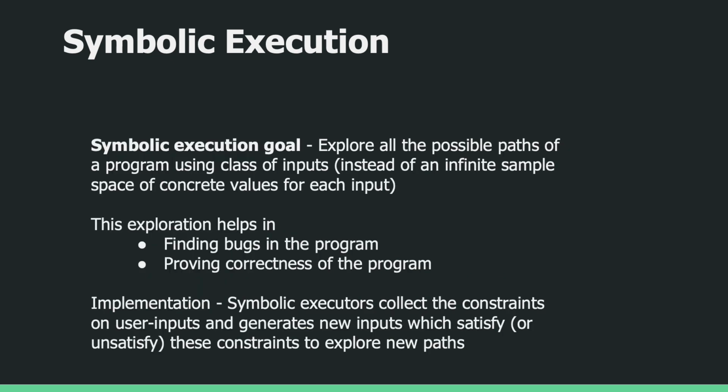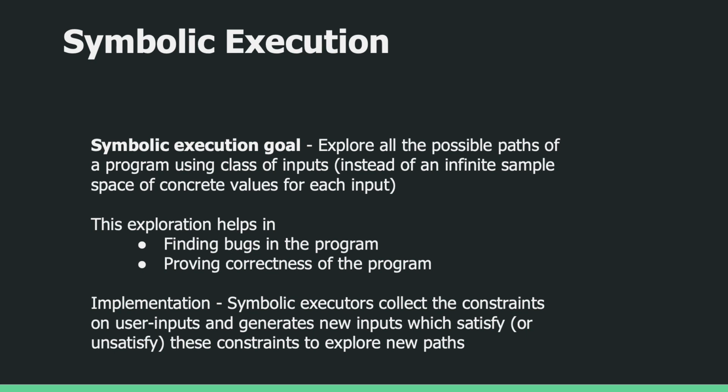Now you may wonder, now that we know what symbolic execution is, where we are not giving fixed values to the program, but symbolic values which are determined by a symbolic executor, what is the actual use case of symbolic execution? The major goal of symbolic execution is to explore all possible paths of a program using classes of inputs instead of an infinite sample space of concrete values. This exploration helps us in finding bugs in the program, and we'll see how this happens, and it also helps us in proving the correctness of the program.